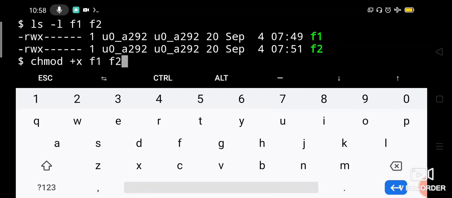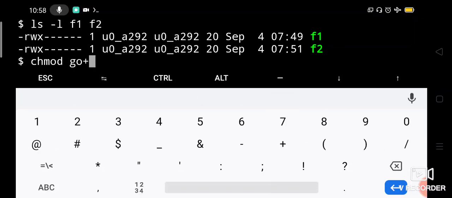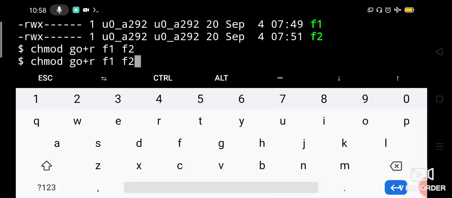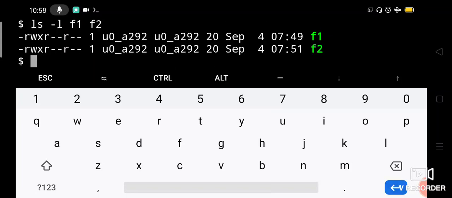Then okay, let us say chmod, group and others, we will give the read permission for the file f1 and f2. Now let us check the permissions. Yeah, we have got read permission for group and others, isn't it? That is how you can change the permissions using the relative mode of changing permissions. Is that clear?